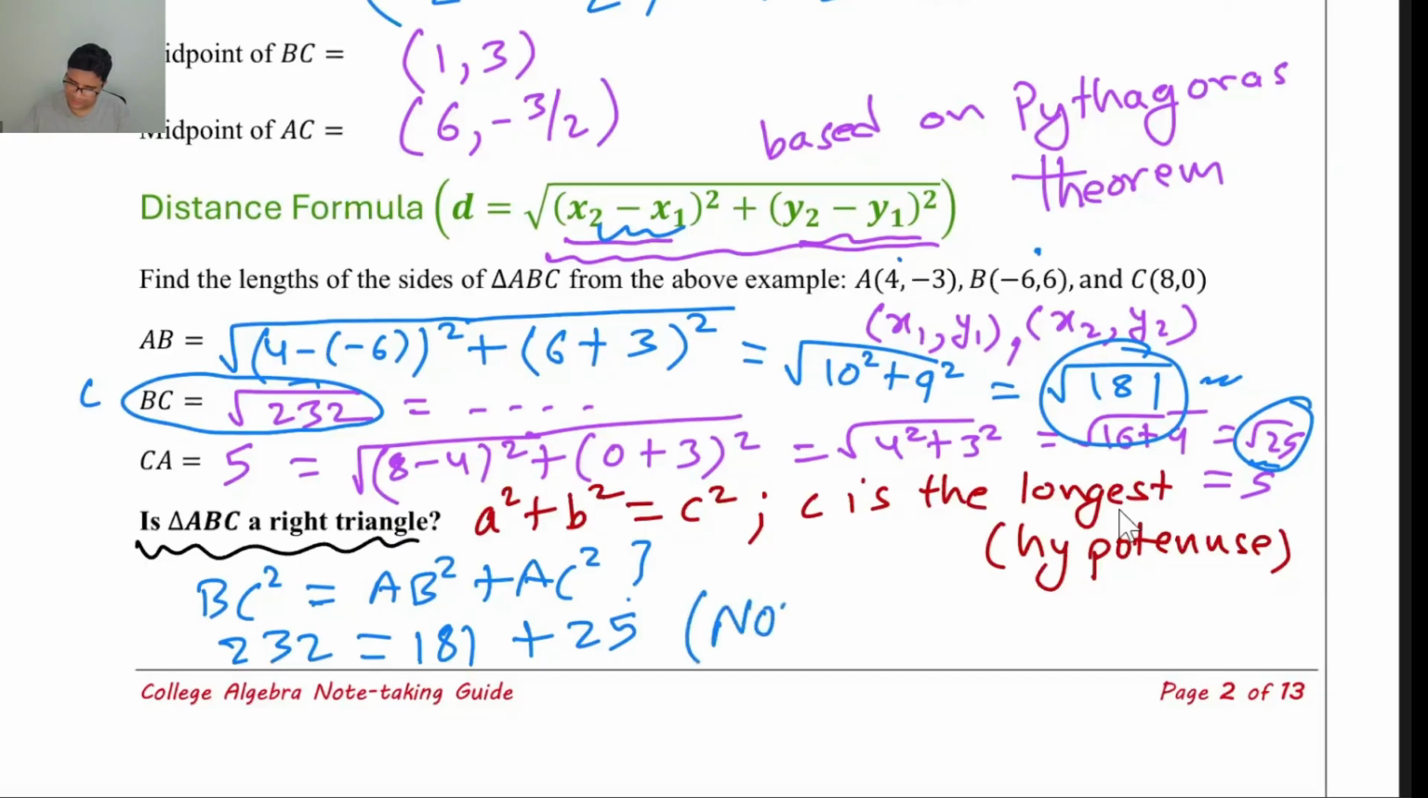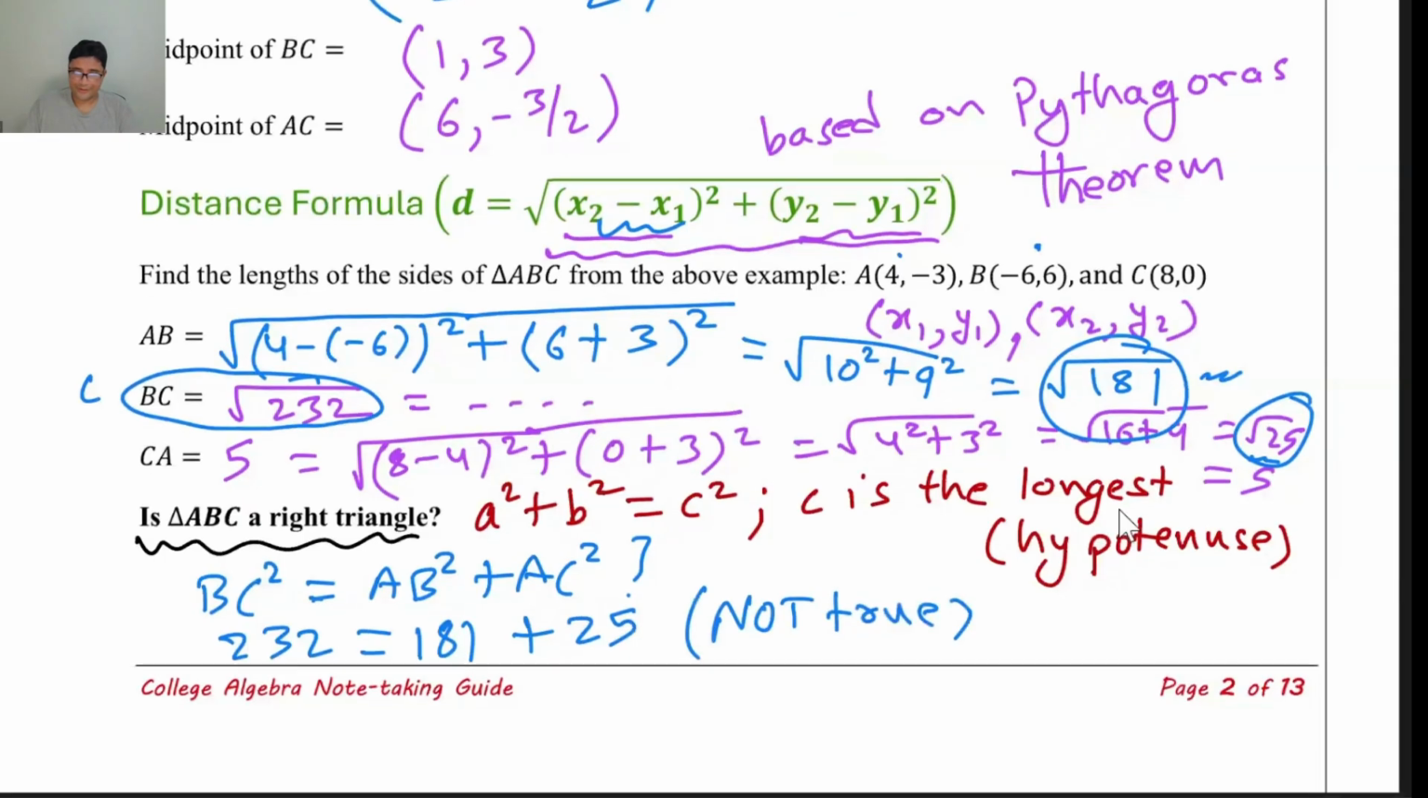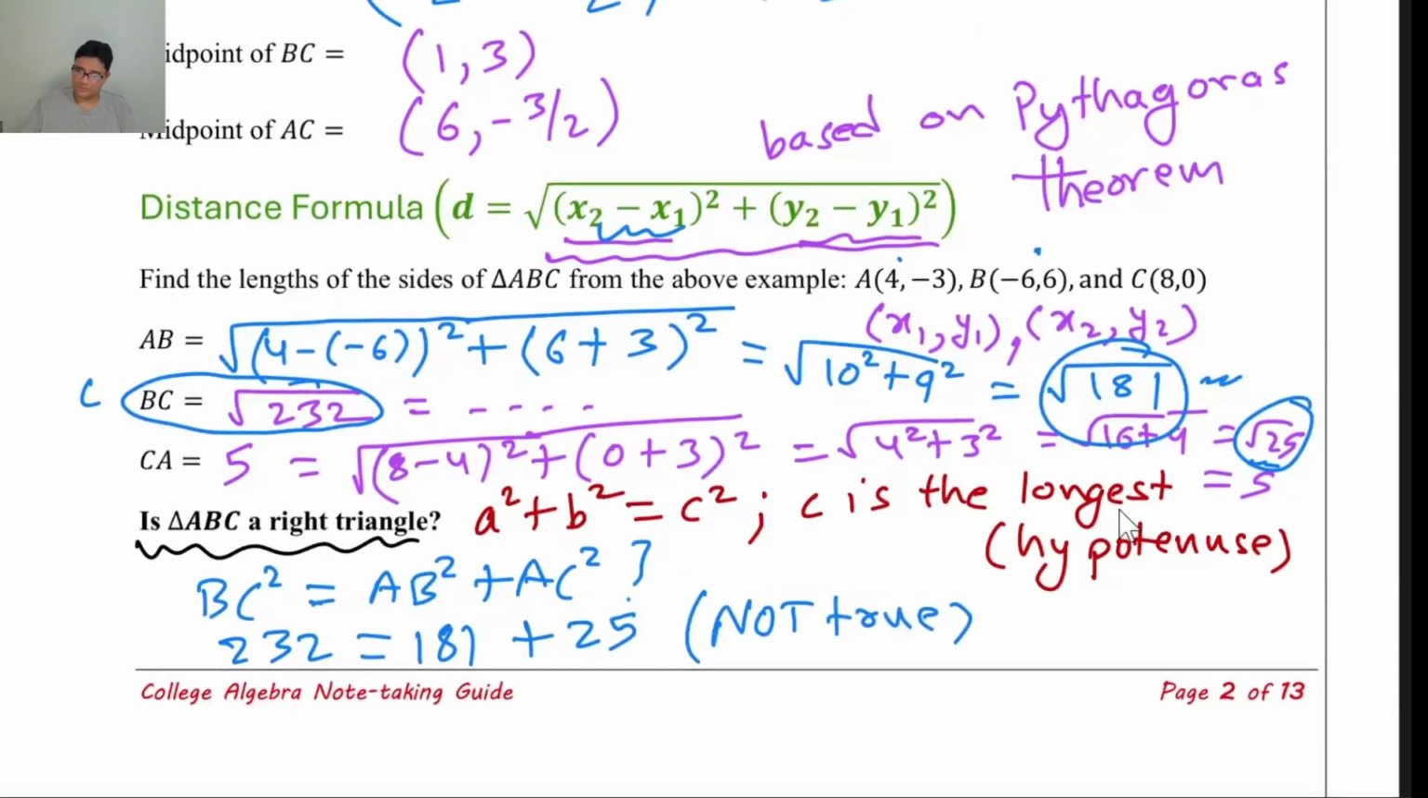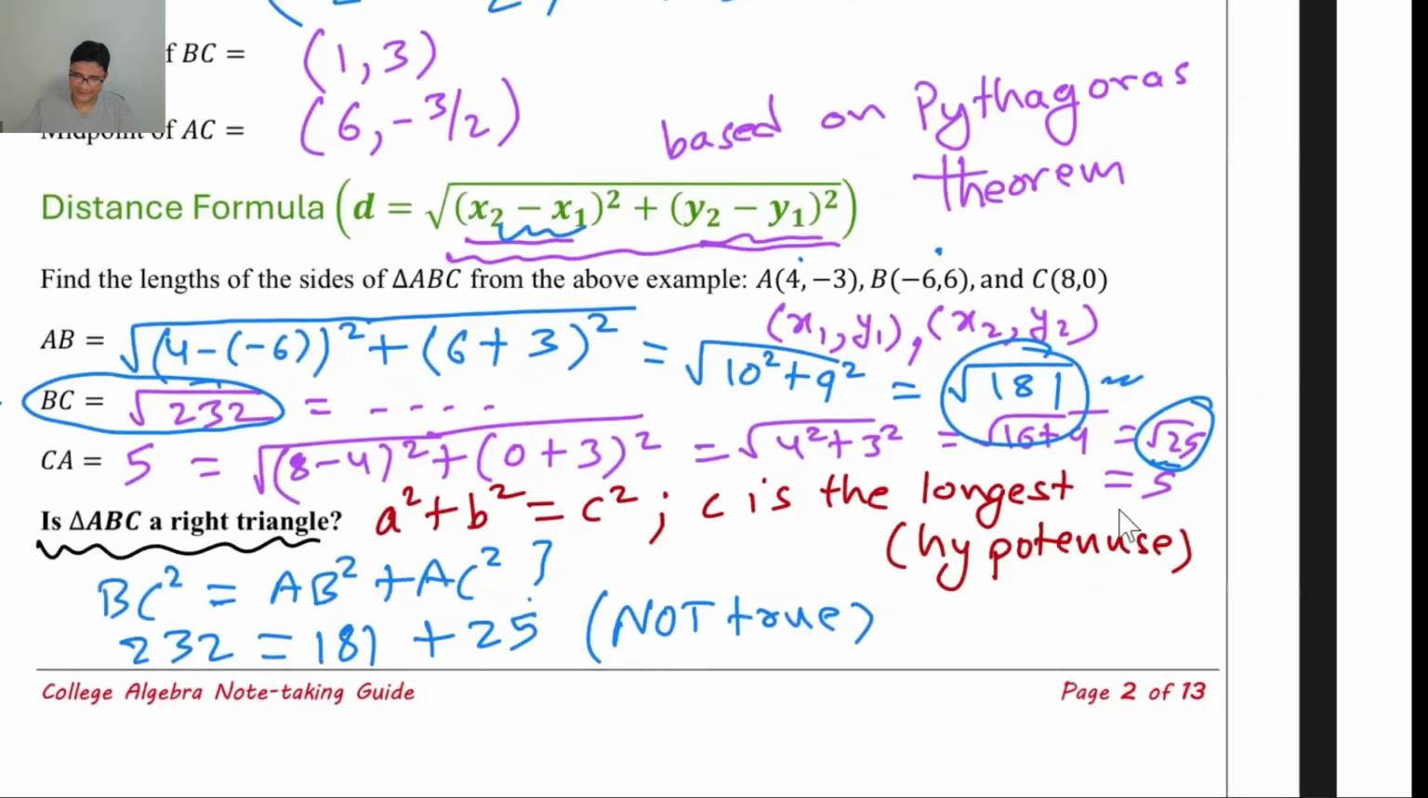And you see that's not true. Okay. So the question is, is ABC a right triangle? Answer is no. Okay. All this to practice the distance formula really.